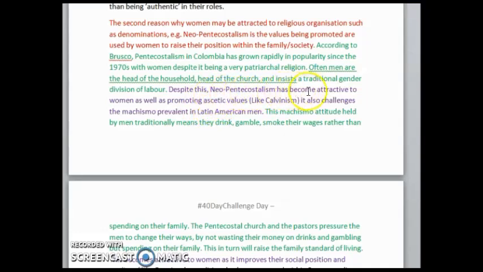So neo-Pentecostalism has become attractive to women because it promotes, firstly, ascetic values, but it also challenged the machismo values prevalent in Latin American men. And now we're going back to explaining what that is, and that's why it's in green. So this machismo attitude is the drinking, the gambling, the smoking, the wages, rather than spending it on their family.